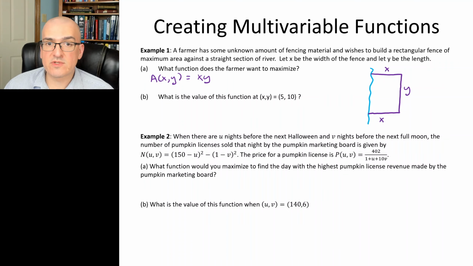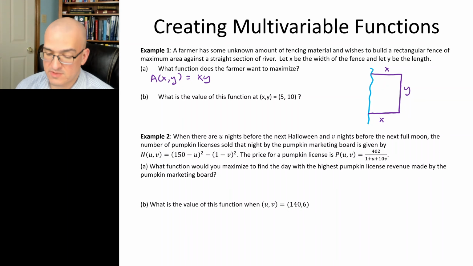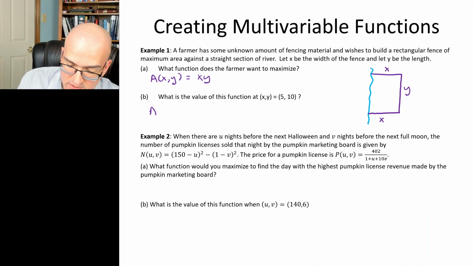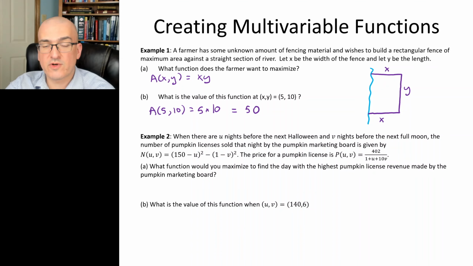In the examples we saw previously, we had other information that allowed us to write y in terms of x and make this a function of only one variable. But here we don't have that information, so it's going to stay a function of two variables. And then part B, what is the value of this function at the xy coordinate 5, 10? So A of 5, 10 is 5 times 10, which is 50. And that's it. Nothing else to do. Not a trick question. Okay, next one.